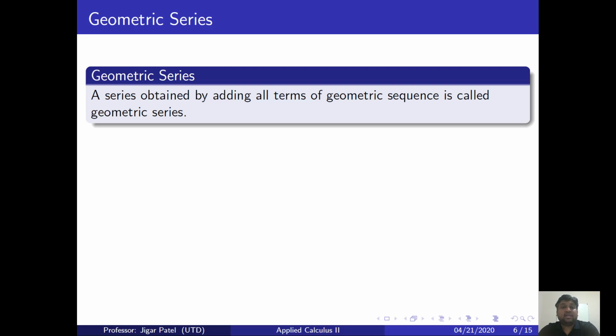This is a sequence created using only two numbers a and r, first term and common ratio, right? If you add all the terms of your geometric sequence, the resulting expression is called geometric series. Alright, recall the terms of geometric sequence: a, ar, ar squared, ar cubed, all the way to the general term ar to the n minus 1 and so on, right? You add all these terms and you get the expression called geometric series.